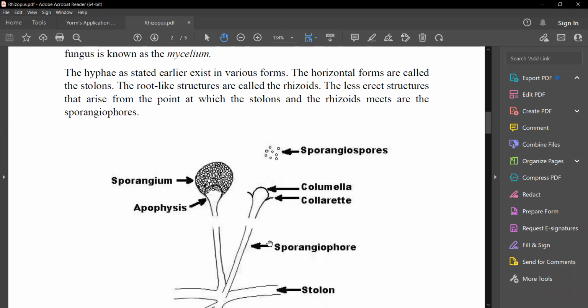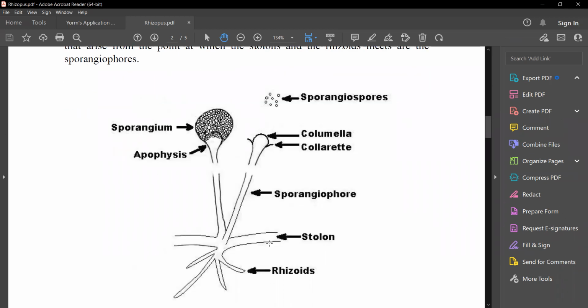And as I said, you can have the hyphae in three forms. You can have the horizontal form, stolon, the root-like form, rhizoids, and then the one that arises from a stolon and rhizoid connection, the vertical part. You can call that the sporangiophore. Now, the tip of the sporangiophore is the columella, and that structure has the sporangia or sporangium, which contains spores. And these spores aid in asexual reproduction.